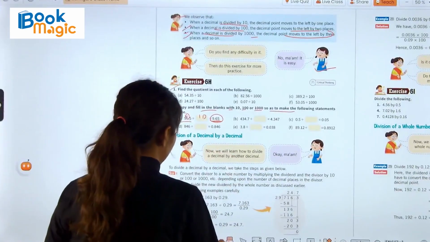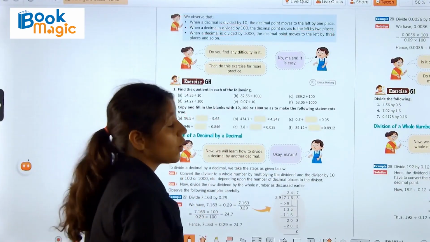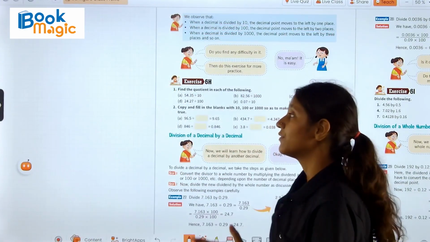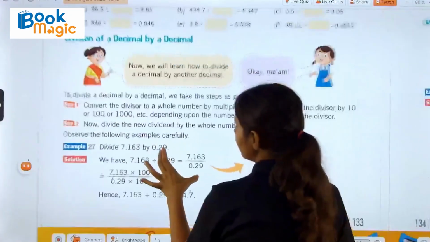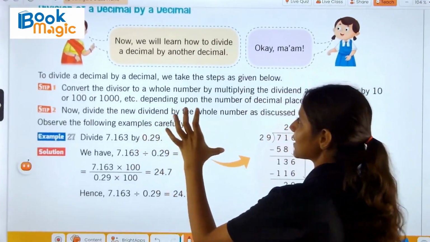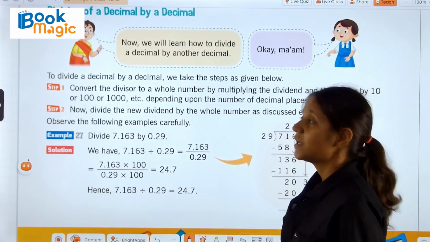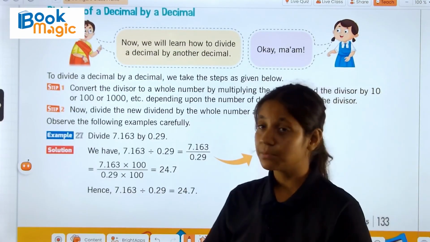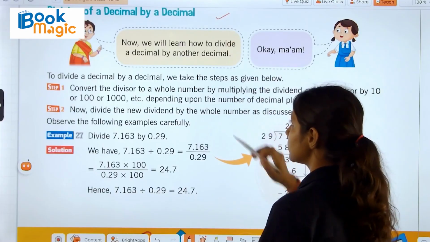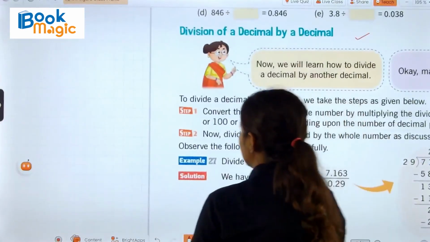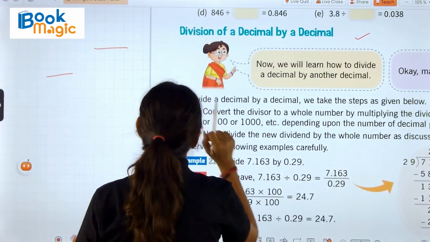In a similar manner, the rest of the parts of question number 1 and question number 2 of this exercise, you people have to do by yourself with the help of the explanation and the examples we just did above. Now we have the topic, division of a decimal by a decimal.